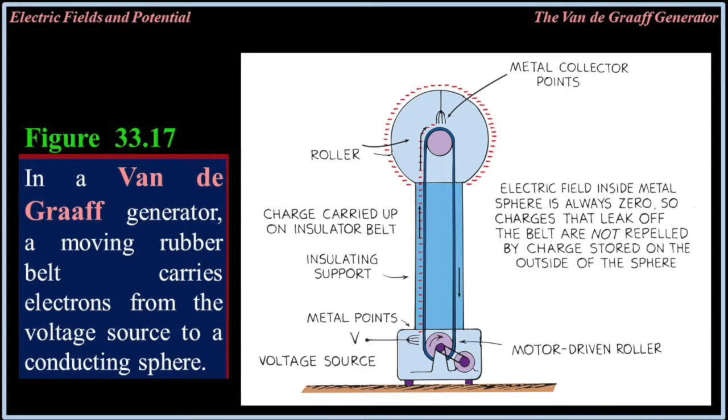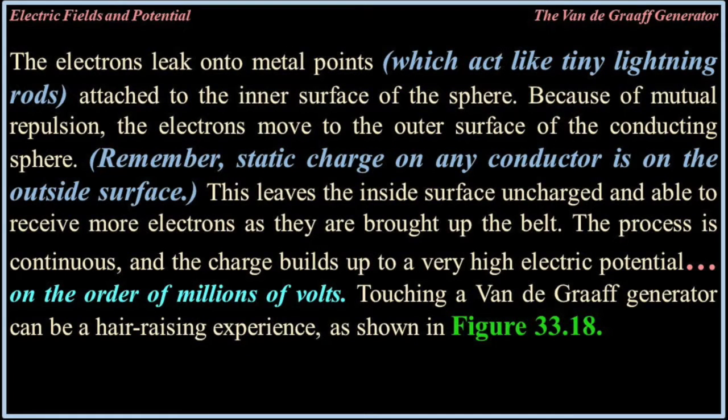Figure 33.17. In a Van de Graaff generator, a moving rubber belt carries electrons from the voltage source to a conducting sphere. I'll let this run a few seconds so you can study the diagram. The electrons leak onto metal points which act like tiny lightning rods attached to the inner surface of the sphere.